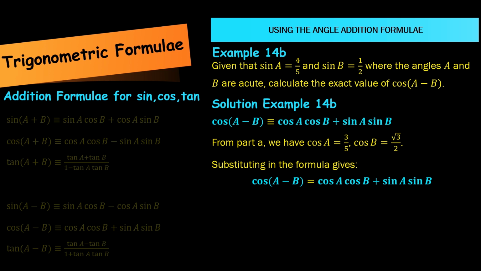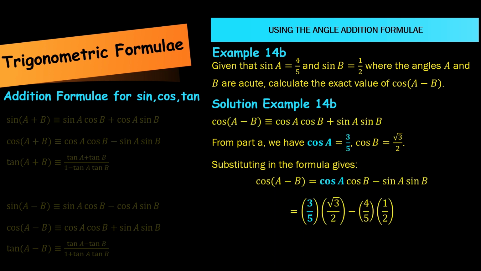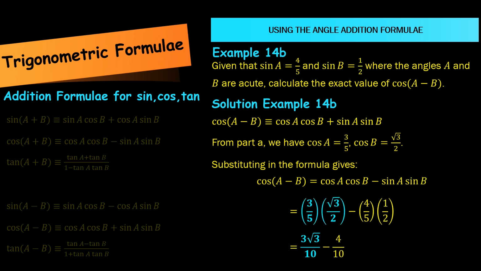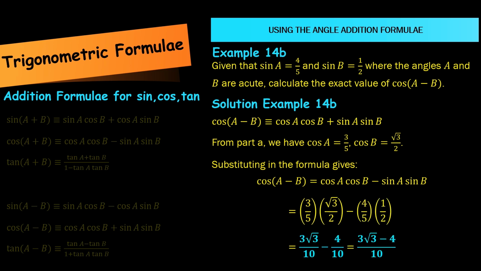we obtain 3 over 5 times root 3 over 2 minus 4 over 5 times a half, to give us 3 root 3 over 10 minus 4 over 10, which is equal to (3 root 3 − 4) all over 10. And now for part C.